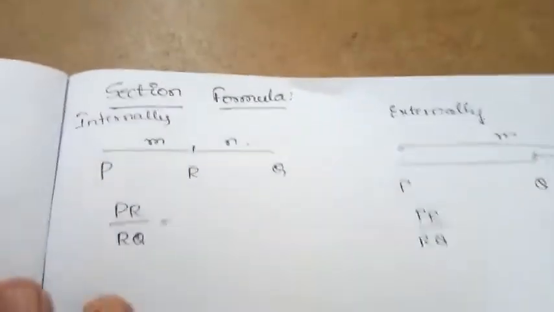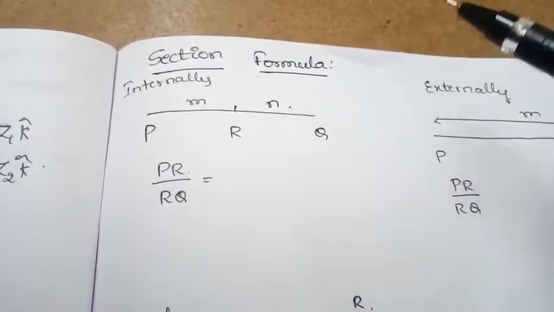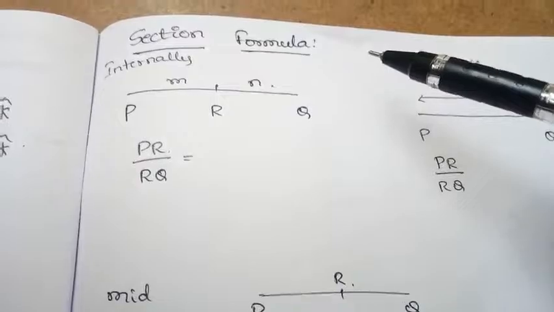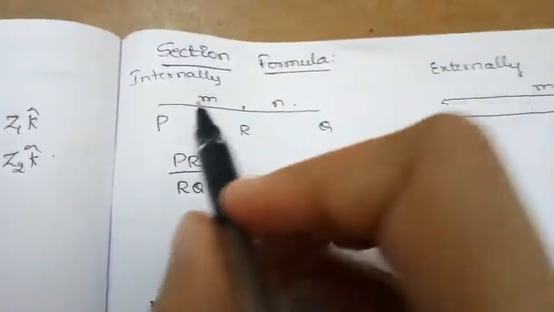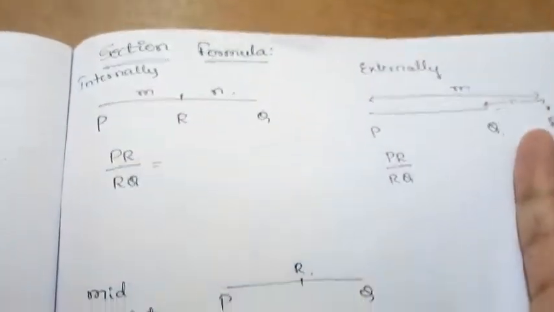So the last concept of this section is the section formula. Before going to the vector algebra concept of the section formula, let us briefly understand the section formula which we have learnt in class 11th. There we have learnt how we get the section formula when it is divided internally and when it is divided externally. So let us concentrate.